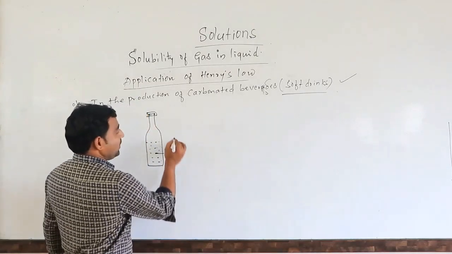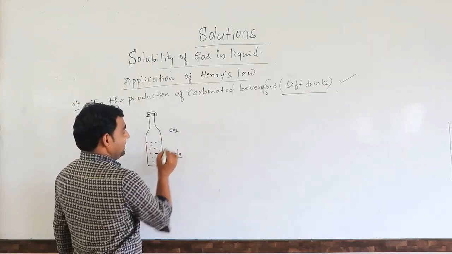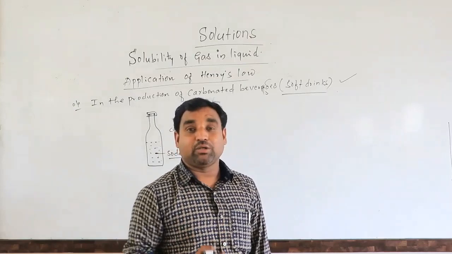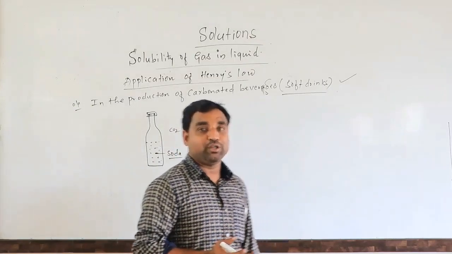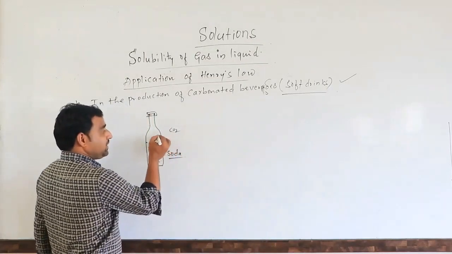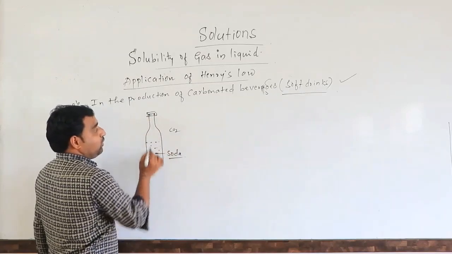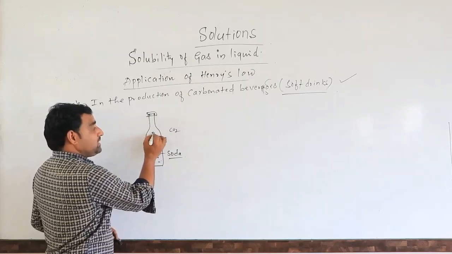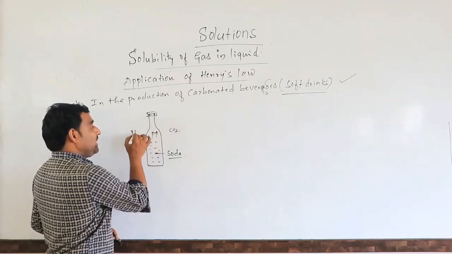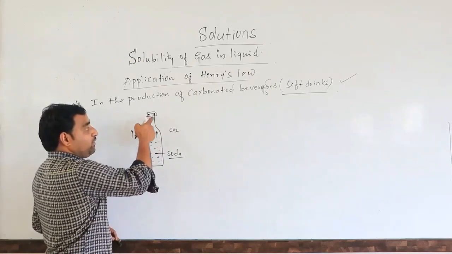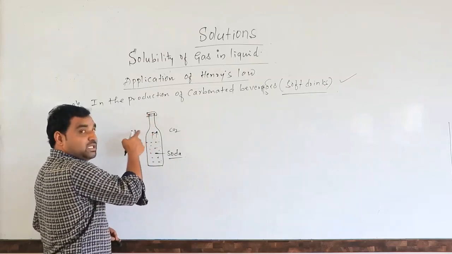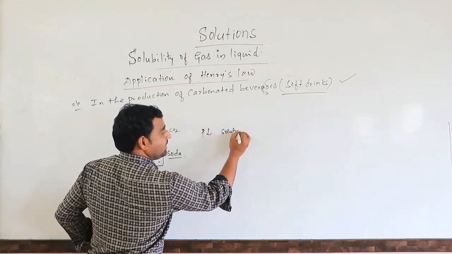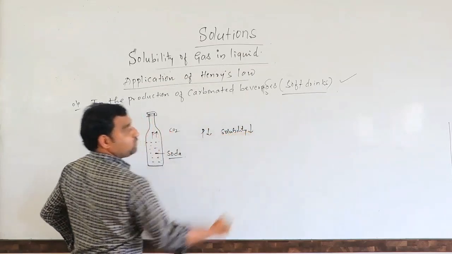If you want to dissolve carbon dioxide in this solvent, we have to apply high pressure. The more the pressure, the more the solubility of the gas. Under high pressure, this bottle is sealed. So when we open the lid, inside more pressure will be there, outside less pressure. When we open the lid, the pressure decreases. Pressure decreases means solubility should be what? Decreases.